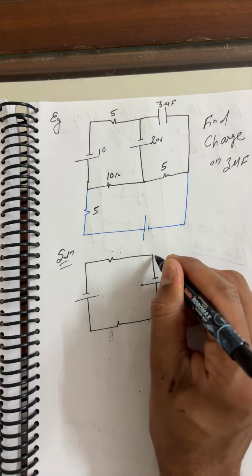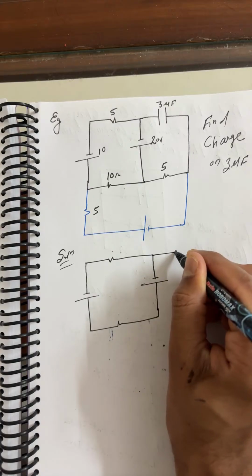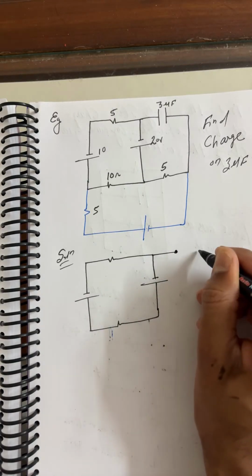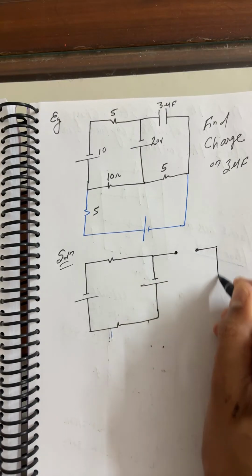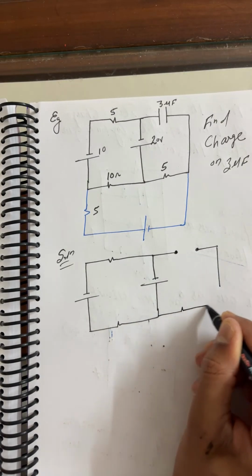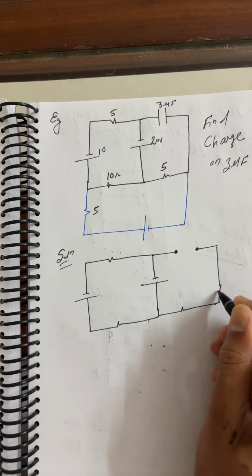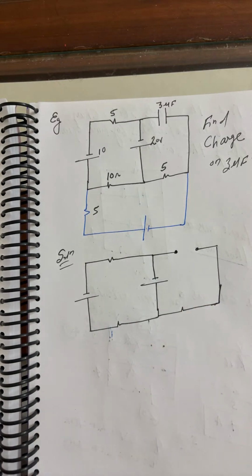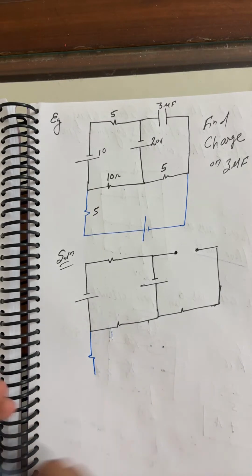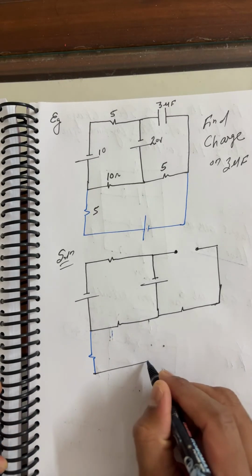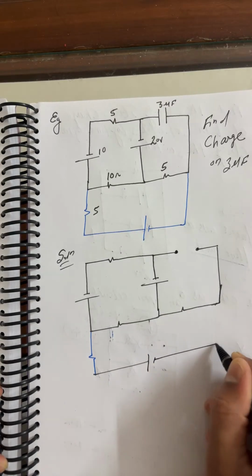This circuit is useful for us. In fact, I can say this will act as an open circuit. This will act as an open circuit. This is the 5 and 1 complete circuit, this one, 5 ohm. What I have to take care of is this potential.